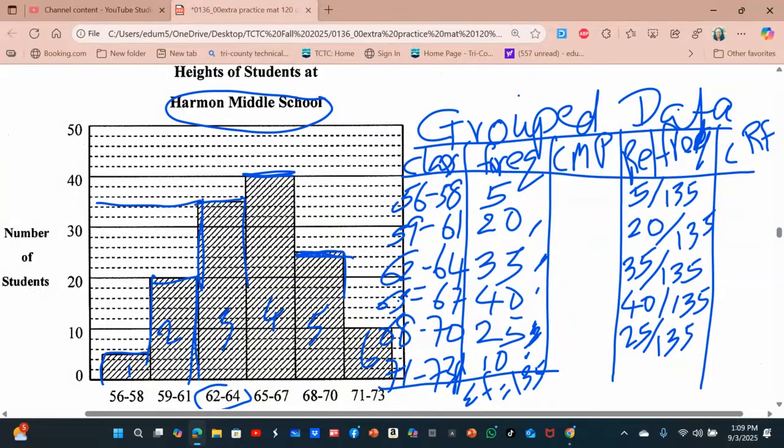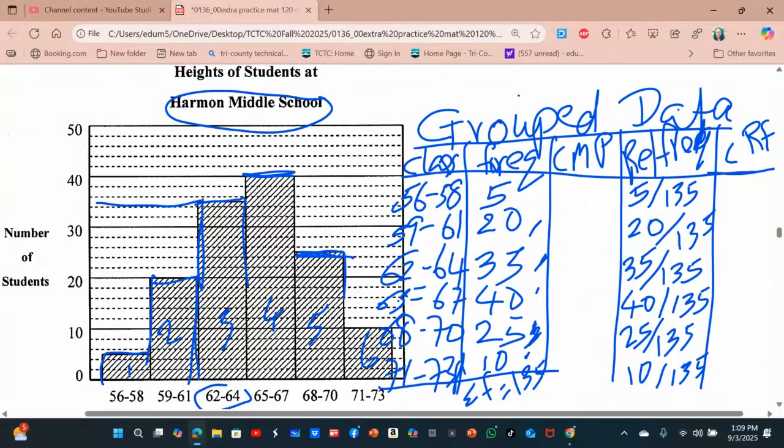What is the relative frequency of the last class? It is the frequency of the last class divided by the total frequency. So that is 10 divided by the total frequency. Okay. Now, let's do the cumulative relative frequency.